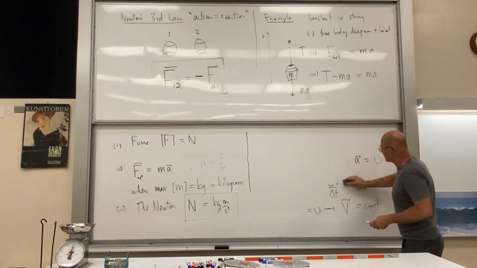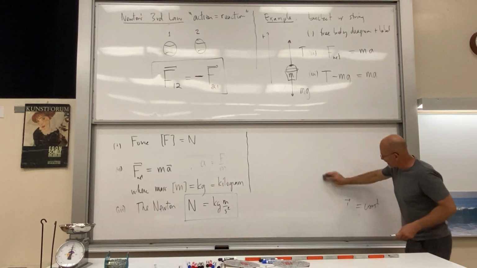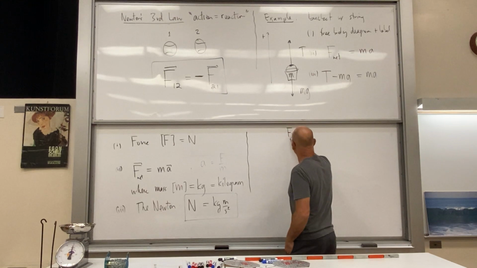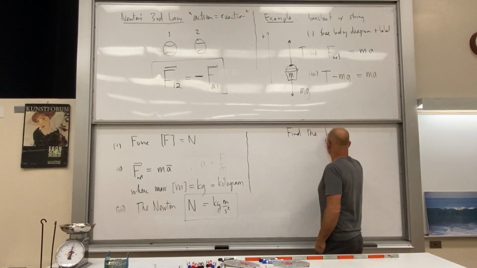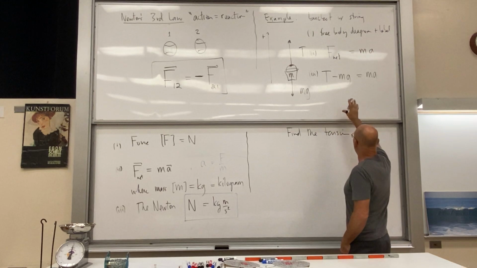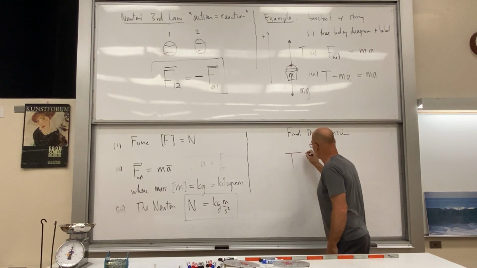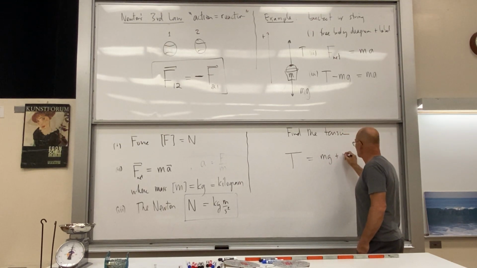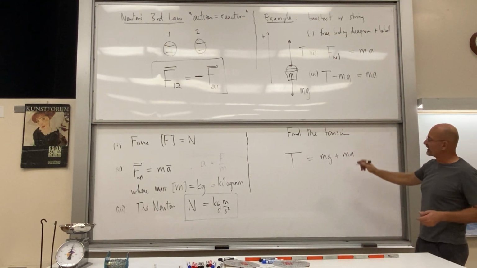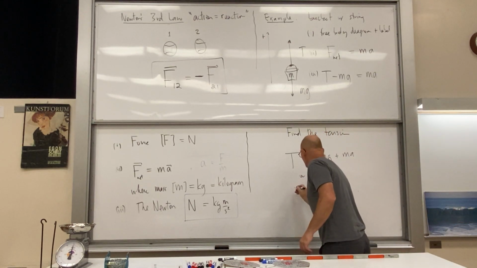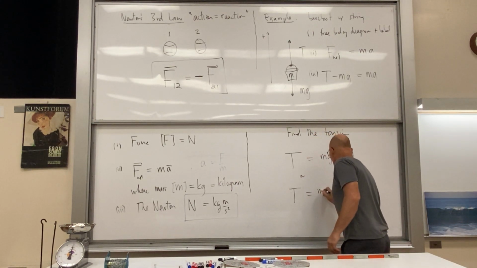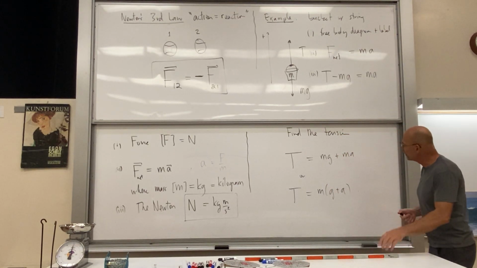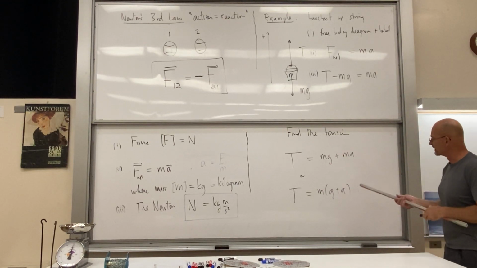And the final step is to solve for whatever you're interested in. In this case, we're interested in finding the tension. So we solve for the tension and get a very interesting, simple result: m times g plus m times a. I brought the mg to the right side, or you could say tension equals m times (g plus a). That's a simple result, but it's worth analyzing.